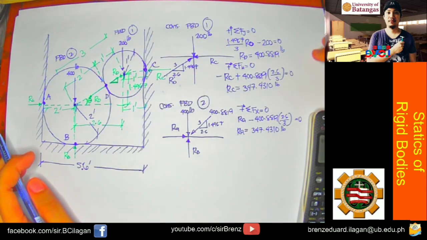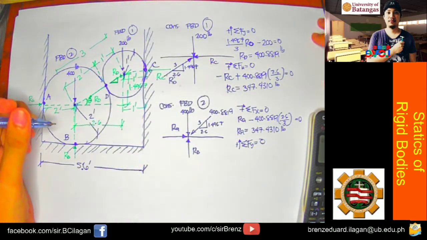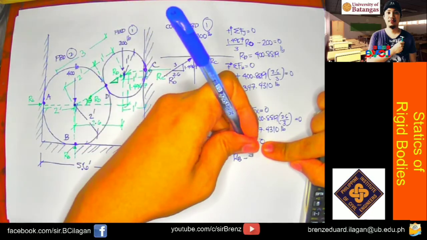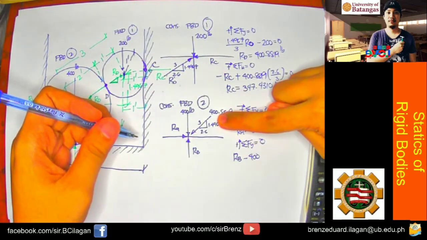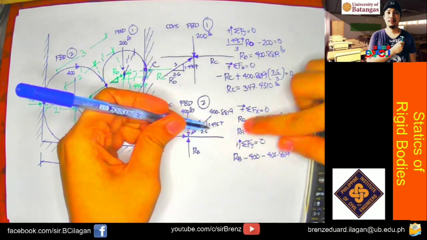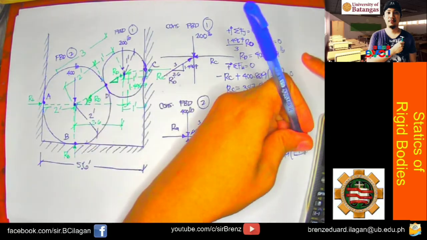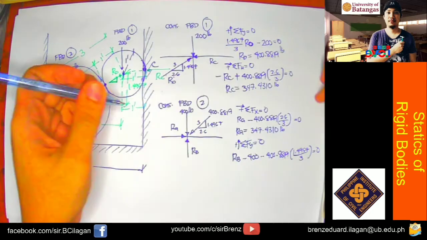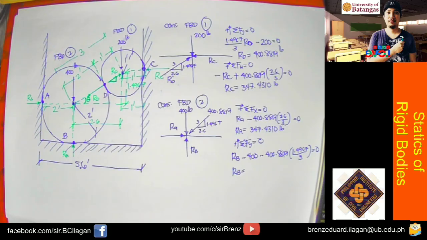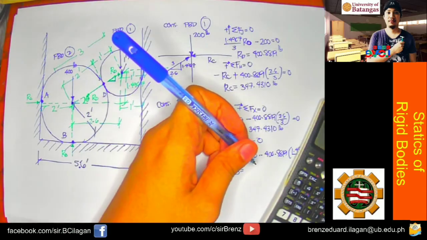Okay, next. So, this time, for RB. By taking summation of forces ng Y equals to 0, assuming upward direction as positive, we have RB, and then minus 400 na weight, and then minus, since pababa rin yung Y component nito, minus 400.8819 multiplied by yung Y component na 1.4967 over 3, equals to 0. So we have a value for RB na 400 plus 400.8819 times 1.4967 divided by 3. So that is equivalent to, round up na lang natin, 600.